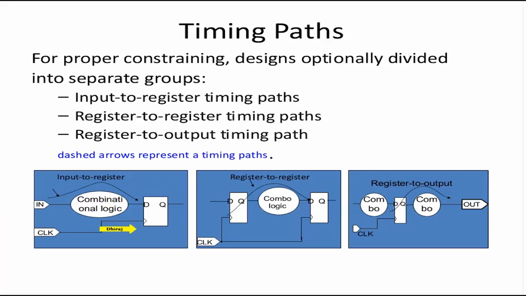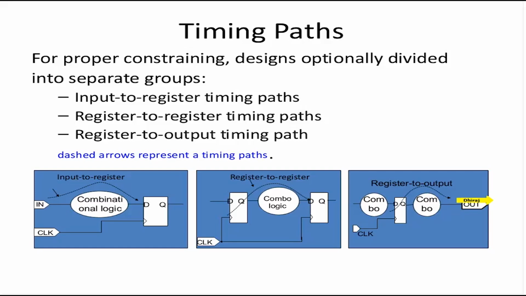Since the path is broken here, it will start again at the Q pin of the flop and traverse through all the combinational logic till it hits the next sequential element's D pin. So the second type of path is the register to register path. Again, it does that repeatedly till it finds the output. The third type of path is the register to output path. The dashed arrows in these examples represent the timing paths.